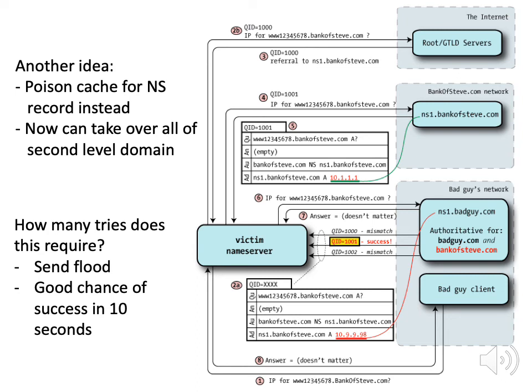So the key thing here is that if we can send enough packets and guess the query ID, and guess the port number the victim name server is using, we can inject responses that were never sent. That's why it's called poisoning. So let's think now about what the defenses are here.